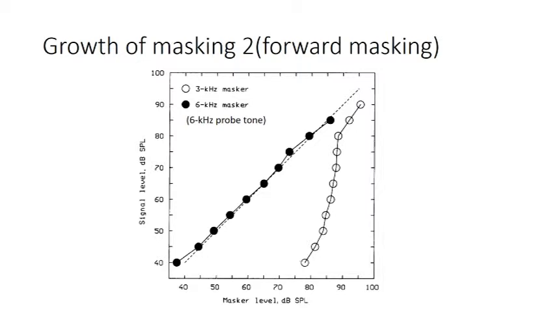So this pattern of growth of masking is linear, meaning that for a given increase of mask level, we have the same increase of the amount of masking. But when the mask frequency is different from the probe frequency, the growth of masking is not linear. And so we can see here in this open circle curve.